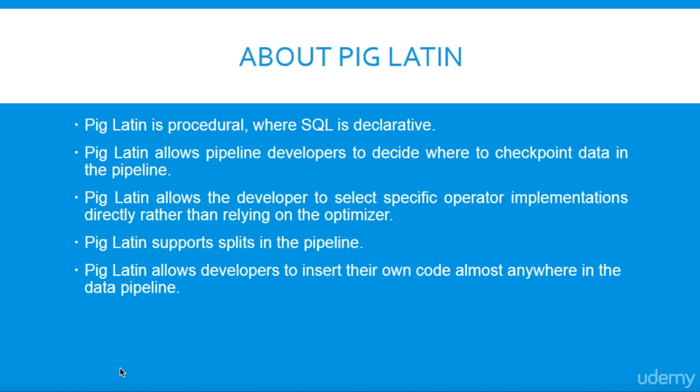Pig Latin is procedural and SQL, on the other hand, is declarative. Let's understand it by an example. Consider, for example, a simple pipeline where data from sources, users and clicks, is to be joined and filtered, and then joined to data from a third source called GeoInfo and aggregated, and finally stored into a table called valuable clicks per DMA.